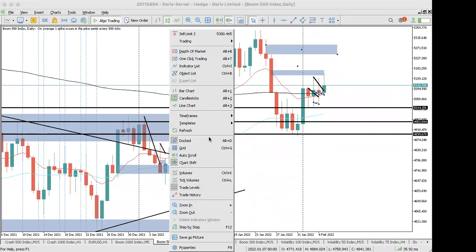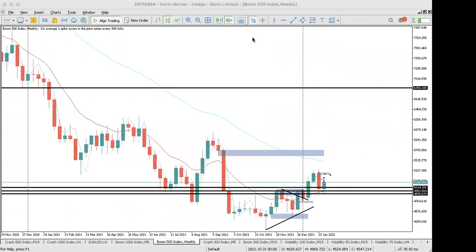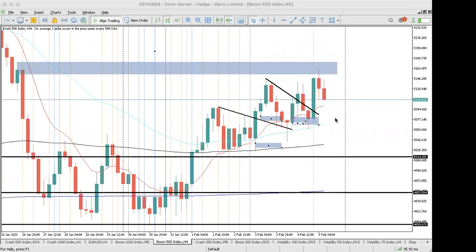Let me check weekly first, because today it's Saturday. Nah, weekly for me, I don't think they'll push up. So daily, then H4. If they decide to push up, they need to give us a sort of a pattern.